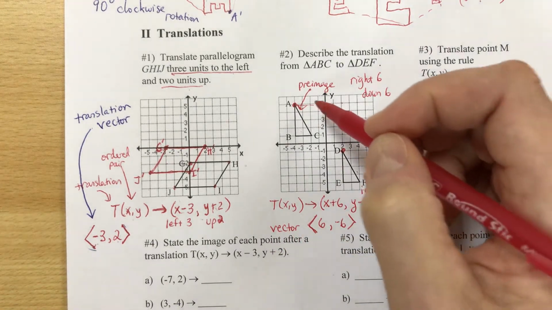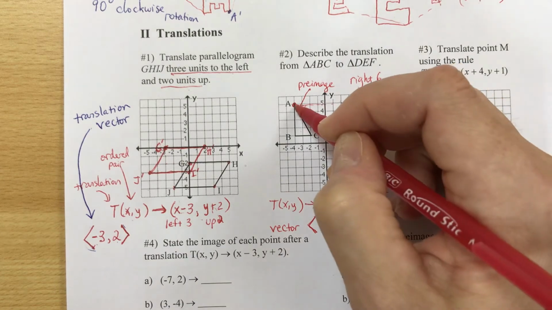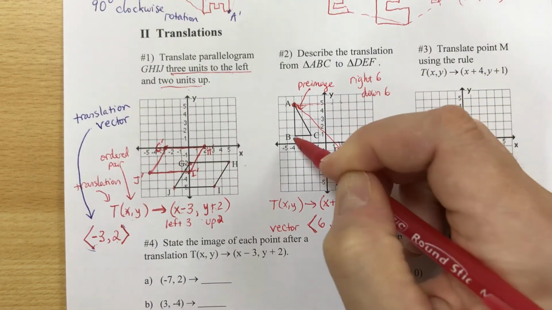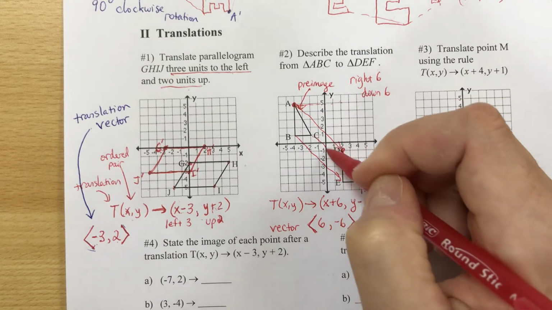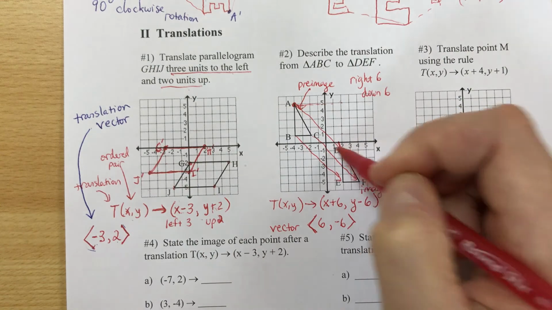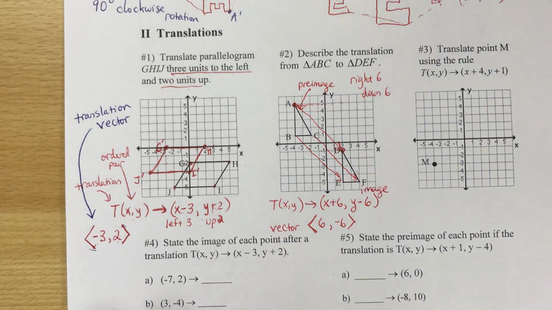So what that means, right 6 and down 6, going kind of like that direction. From B to E, right 6, down 6. From C to F. These would be the vectors here that I'm drawing with the arrows. And that is the end of part 1.